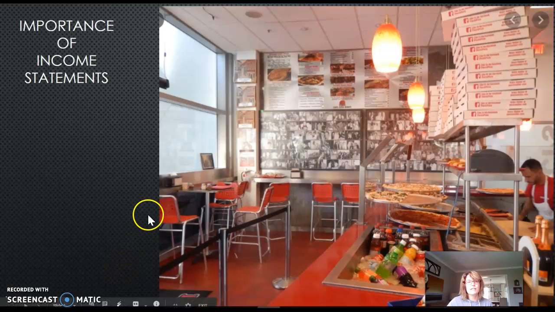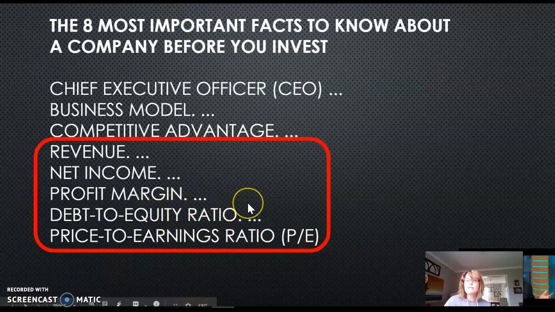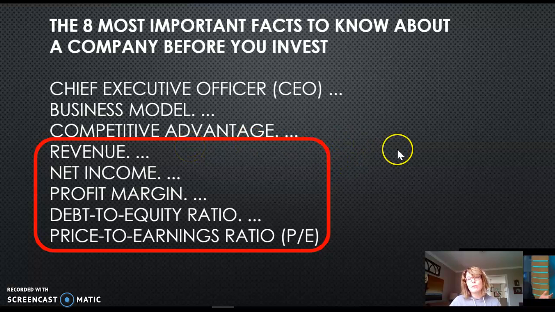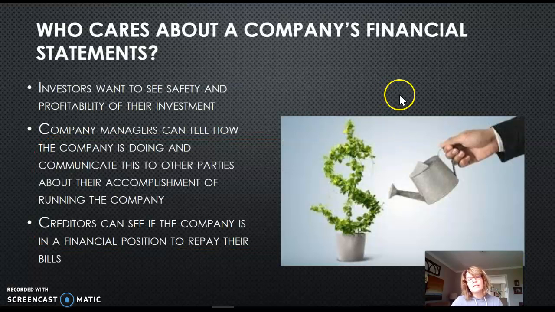Now, moving on to the next thing, what we want to take a look at today, we would have seen this last week: the 8 most important facts to know before you invest in a company. And these sections in red, revenue, net income, profit margin, debt to equity ratio, and price to earnings ratio, also known as the PE ratio, are going to be items that we're going to be able to find on the income statement.